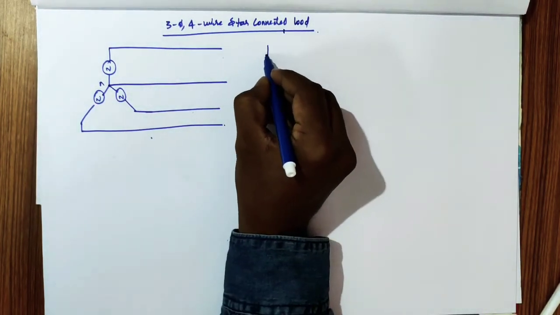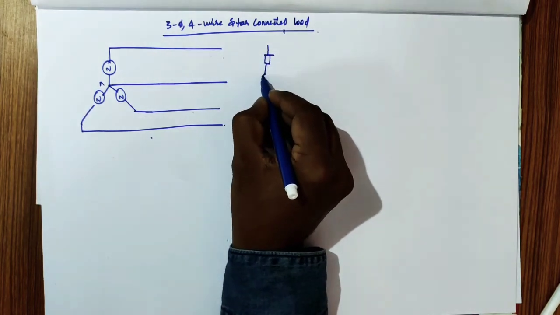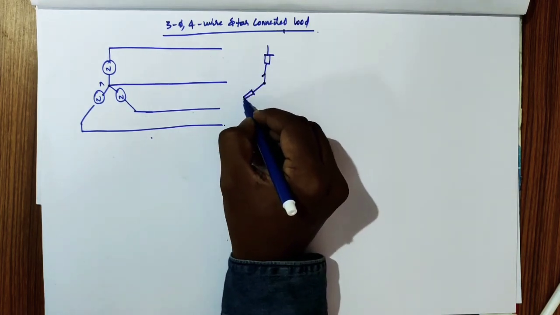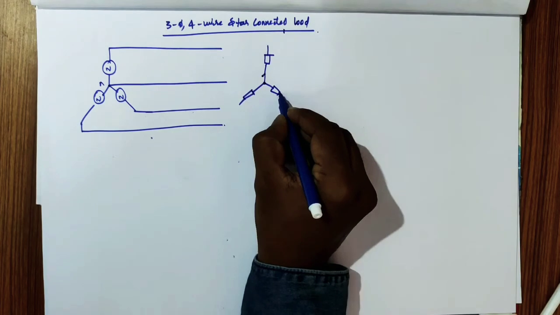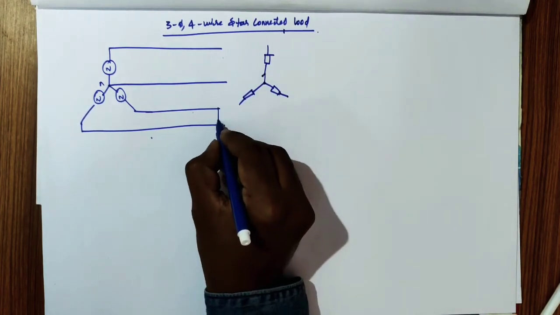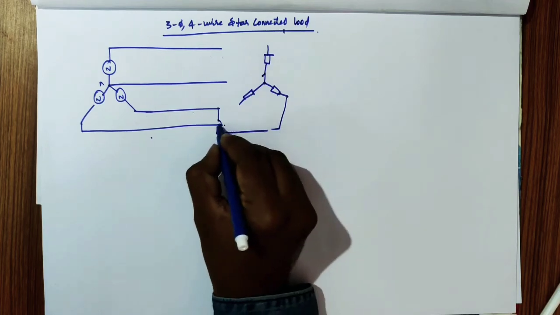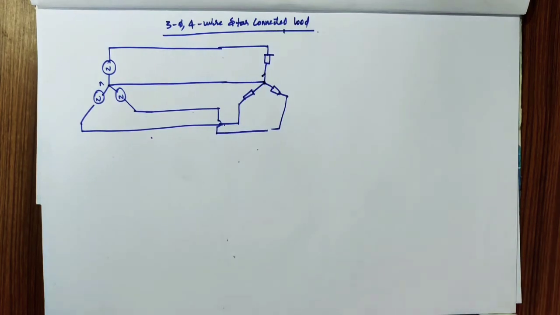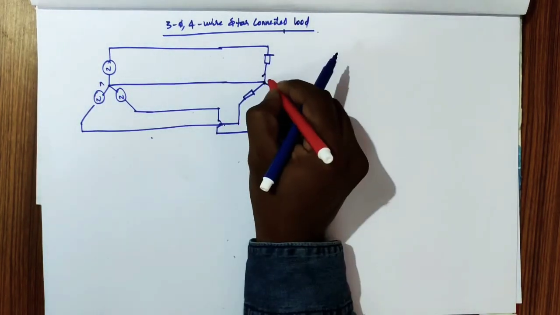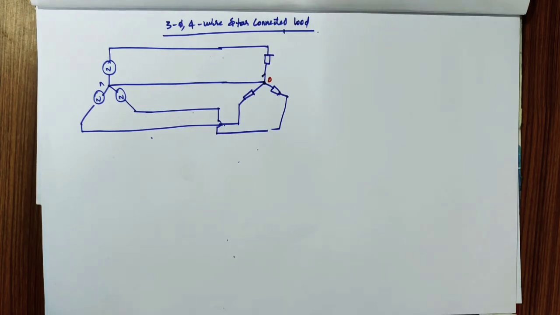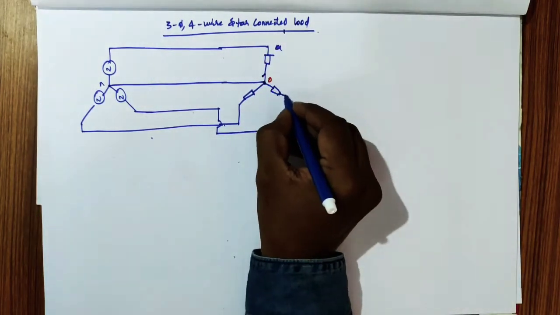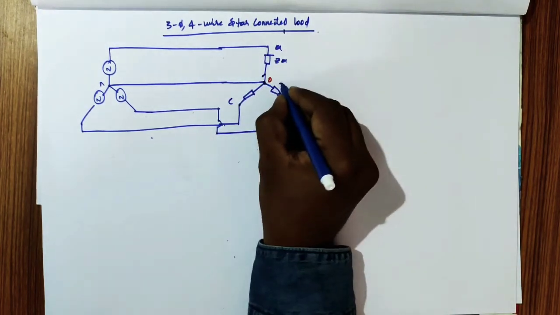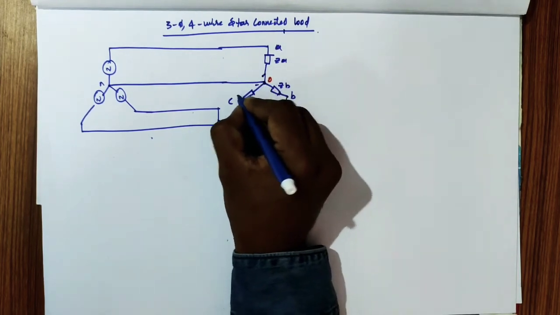Now I am drawing the load. So I will connect. So this is source neutral and this is load neutral, that is O. So I take A, B, C. These are A, B, C. So this is ZA, ZB, ZC.